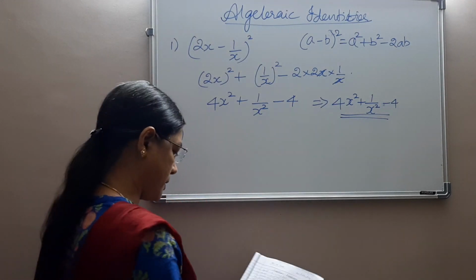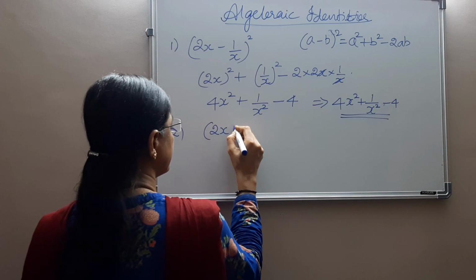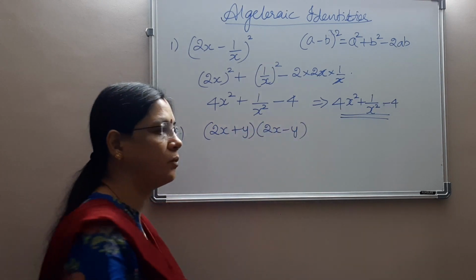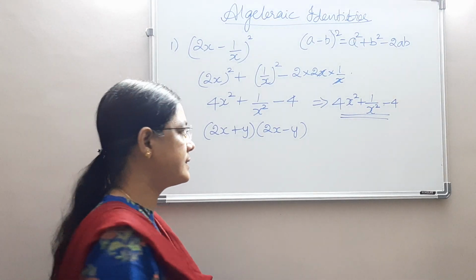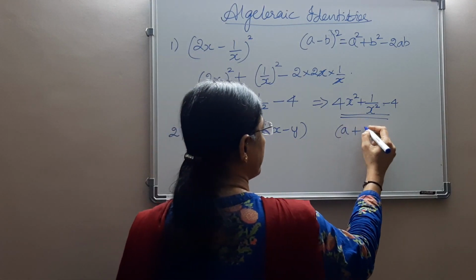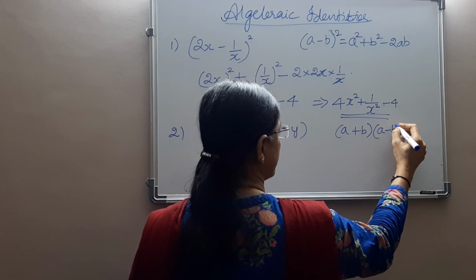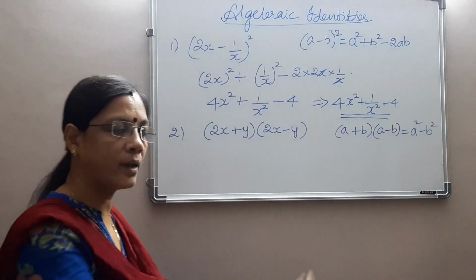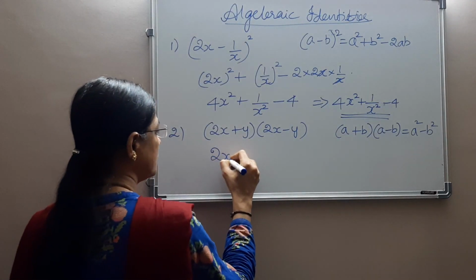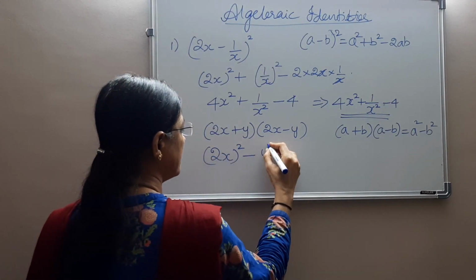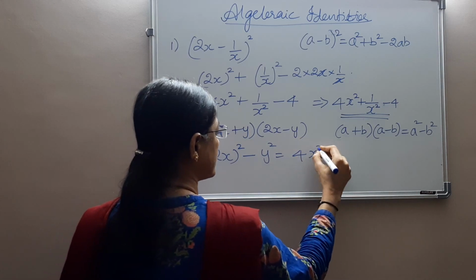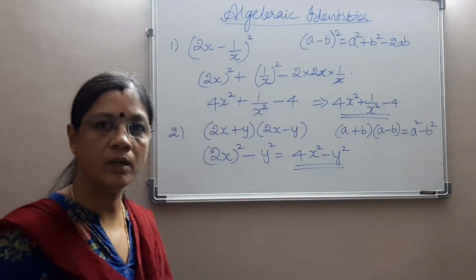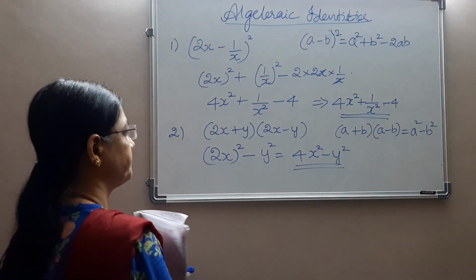Now the second one is (2x plus y)(2x minus y). When you see this, you understand that this follows the (a plus b)(a minus b) identity, which gives you a squared minus b squared. So you can just apply readily. So (2x) the whole square minus y squared. So this becomes 4x square minus y squared. So this is your answer. Do you understand?